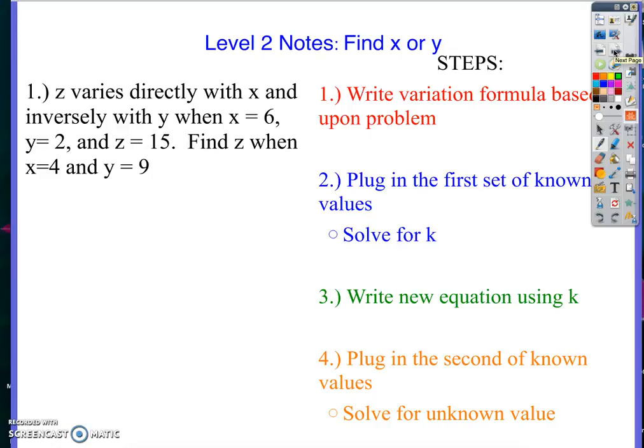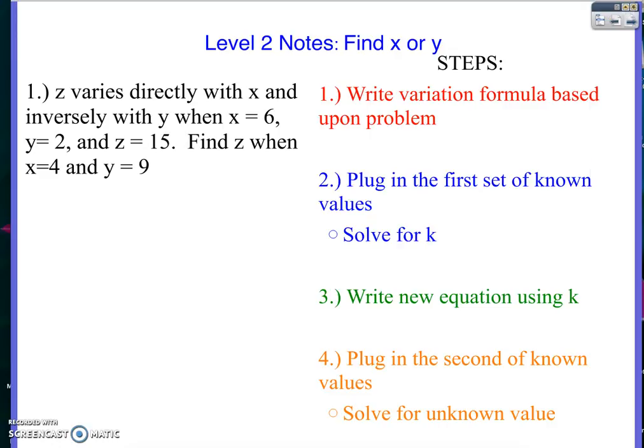So we're going to be solving combined and joint variations. The steps for that are very similar to what I showed you before. You would just write your formula based upon the problem, plug in your first set of known values, solve for k, write your new equation using k, and then solve for your unknown values that you're looking for. So in the first example, we have z varies directly with x and inversely with y. When x is equal to 6, y is equal to 2, and z is equal to 15. Find z when x is 4 and y is equal to 9.